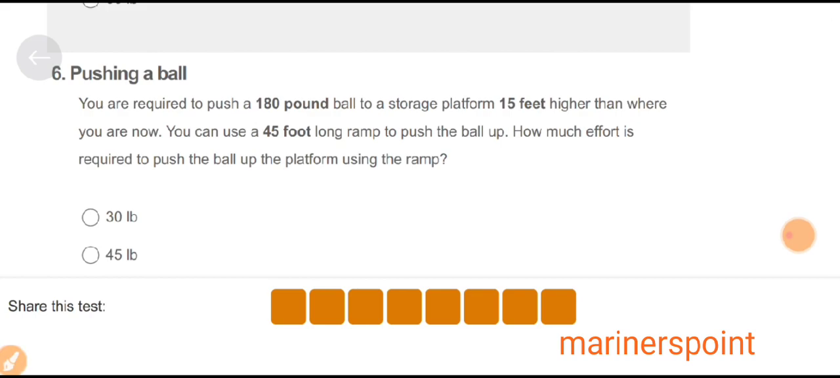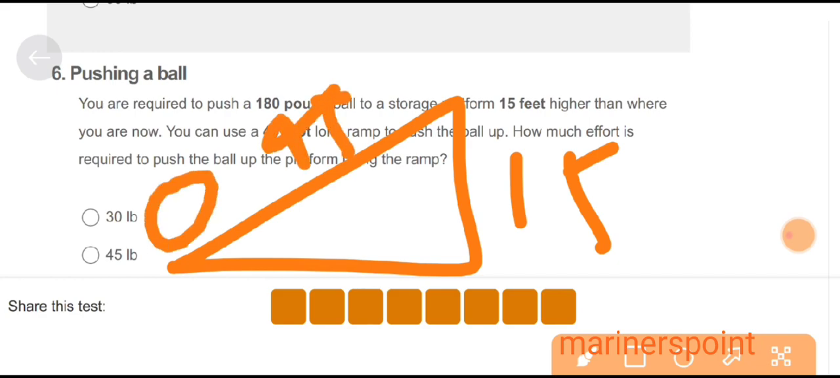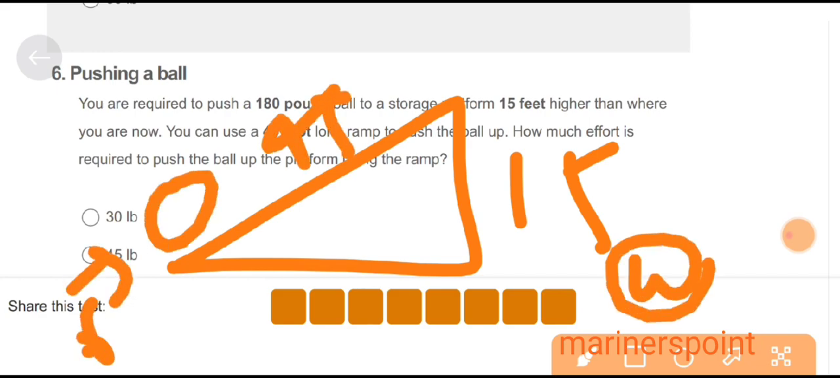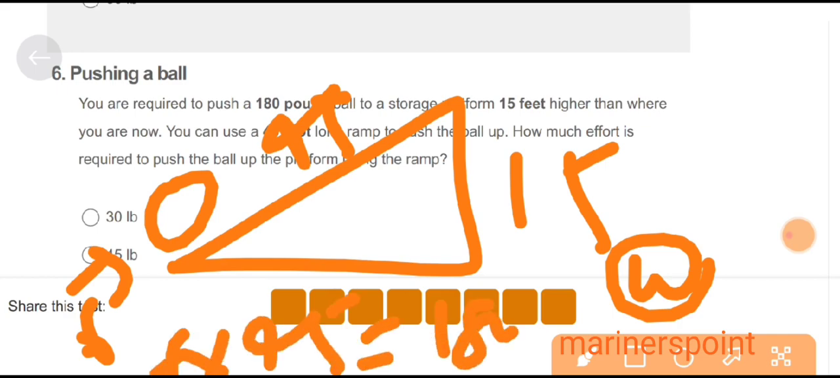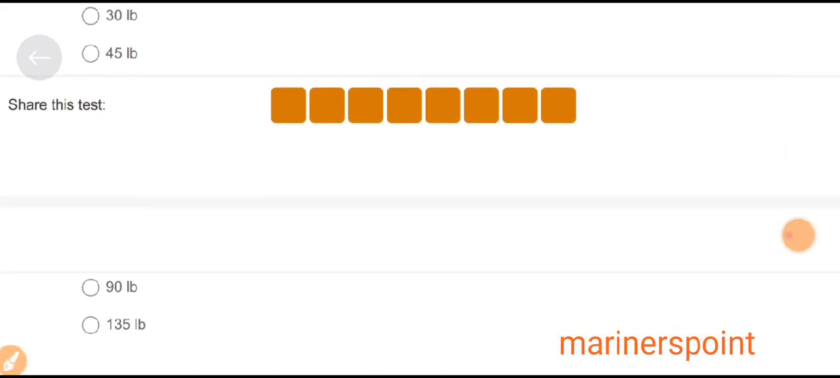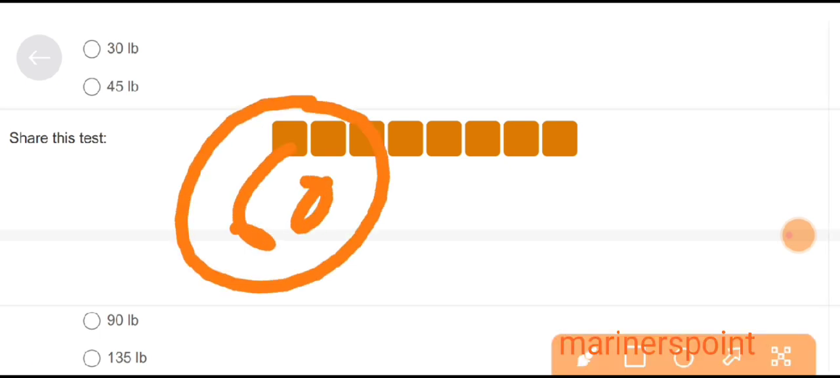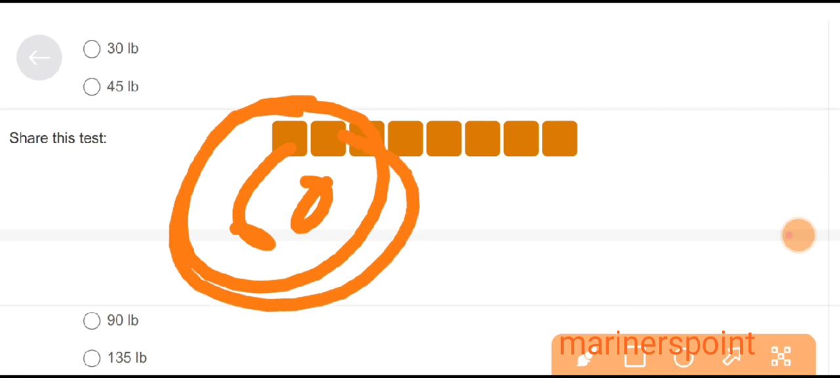So let's come to the problem. 15, 45, F, and here W. F into 45 equals 180 into 15. F equals 60 kg. So the right answer will be 60. Option is not given, but your right answer will be 60.